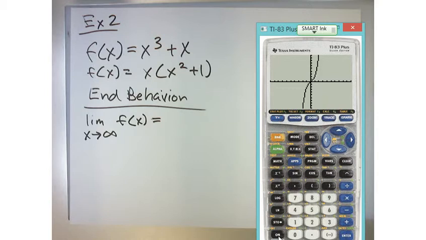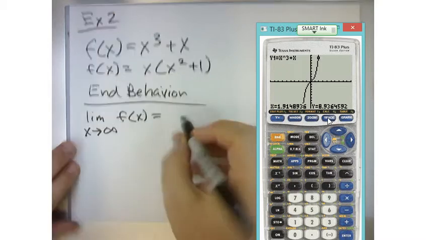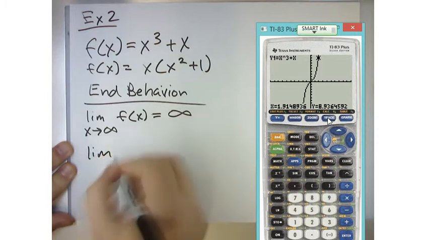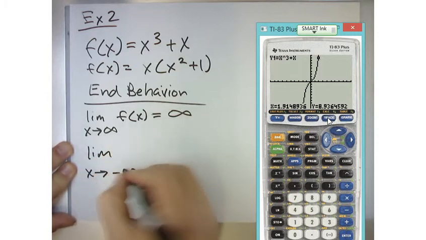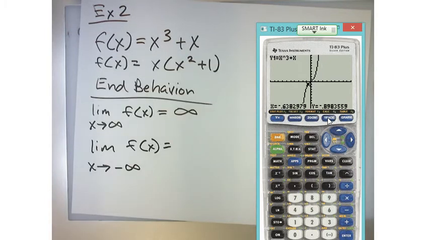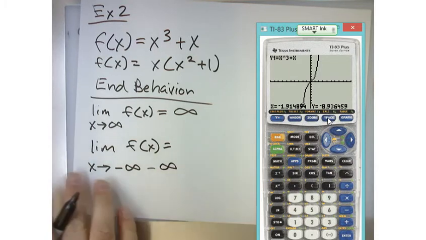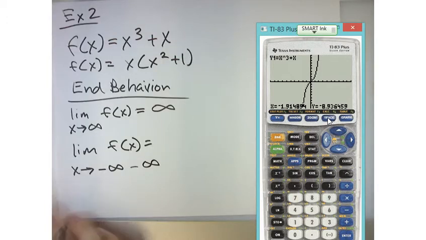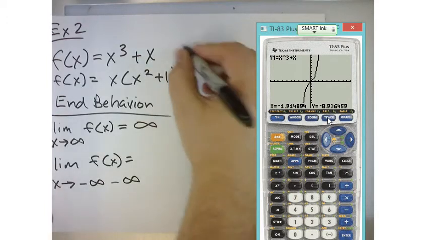The end behavior, as this function approaches positive infinity, what does the y value do? What is that approaching? Infinity. Now, if I take the same function and I approach negative infinity, what does my y value approach? So if I start going this direction, what am I approaching in the y direction? Negative infinity. Is this bounded? No.